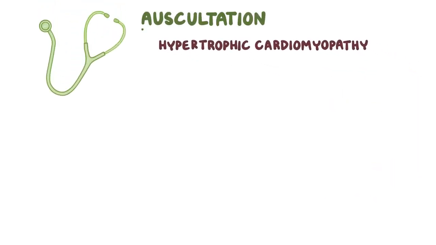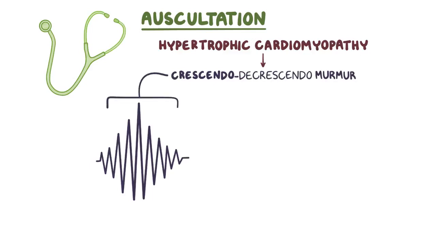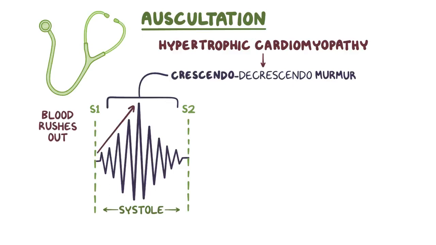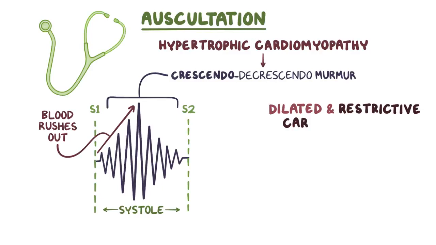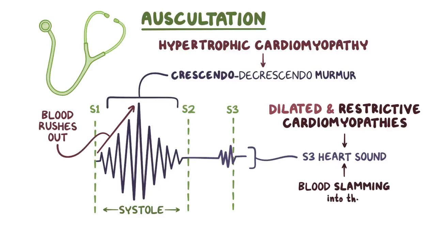On auscultation, hypertrophic cardiomyopathy causes a crescendo-decrescendo murmur between S1 and S2, so during systole, where it gets louder as blood first rushes out and then softer. On the other hand, dilated and restrictive cardiomyopathies cause an S3 heart sound on auscultation, which is the result of blood rushing and slamming into the dilated ventricular wall during diastole.